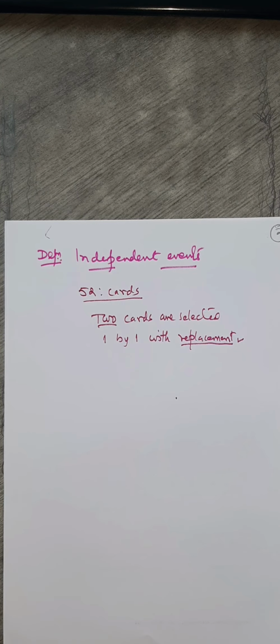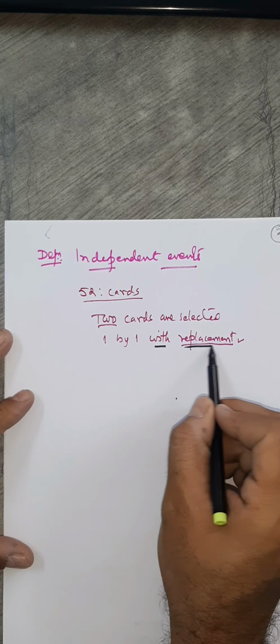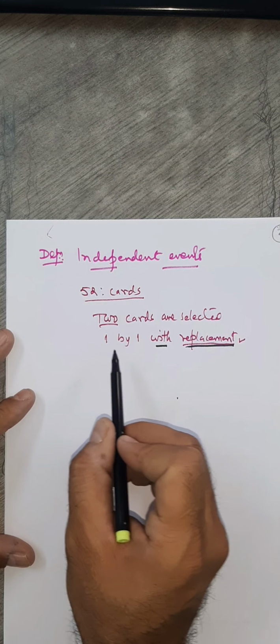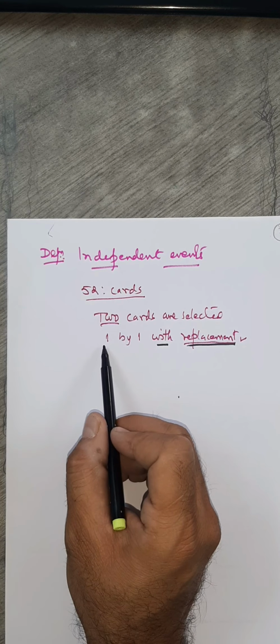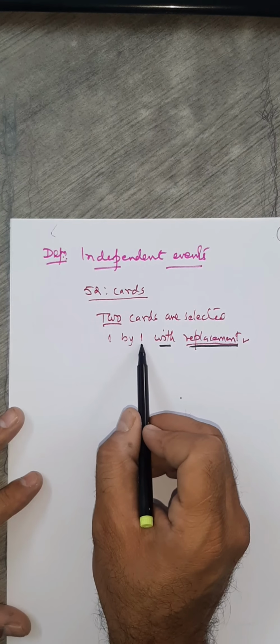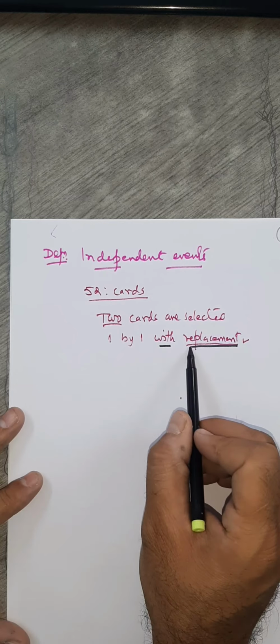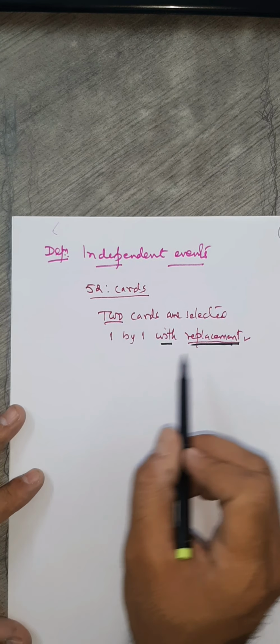What was there before? It was without replacement. Here what I am saying is with replacement. What is the meaning of this? You select one card, then you place it back in the same total cards before drawing the second one. That's the meaning of with replacement.